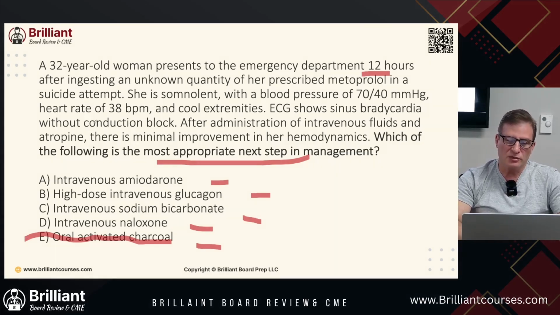This is the one that she has done: taken an unknown quantity of prescribed metoprolol. These are the ones that are going to scare you. And we're going to call it the triad. I'm going to call it the triad of fear in ingestions.